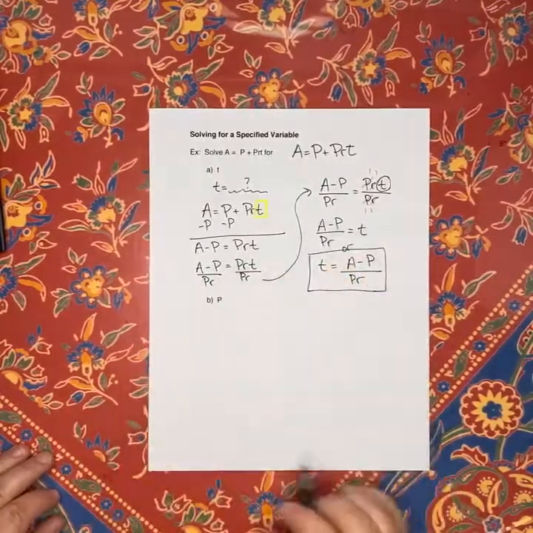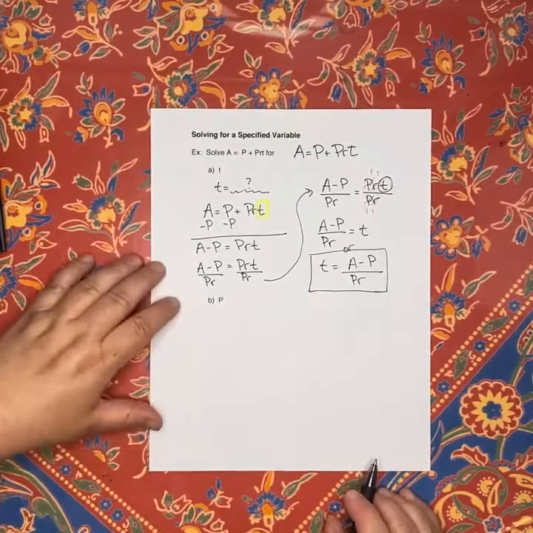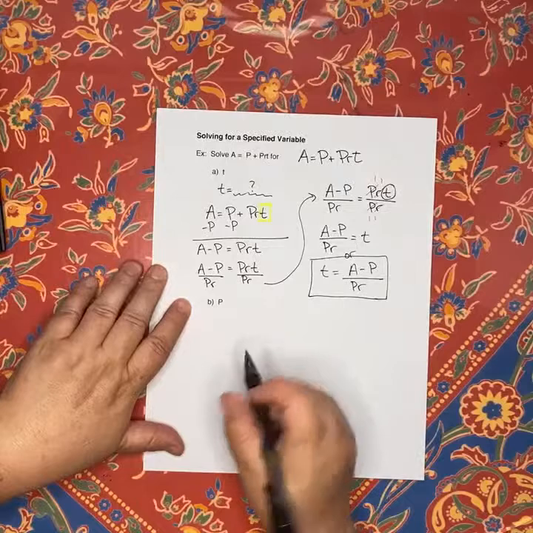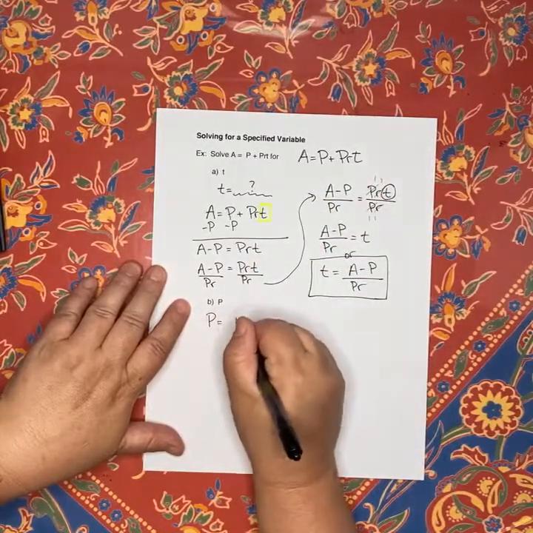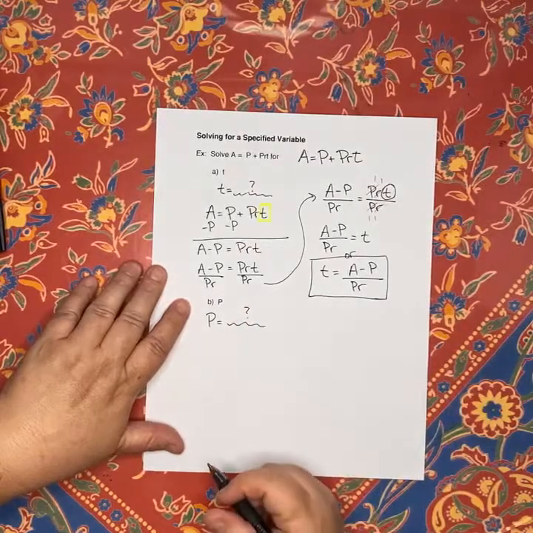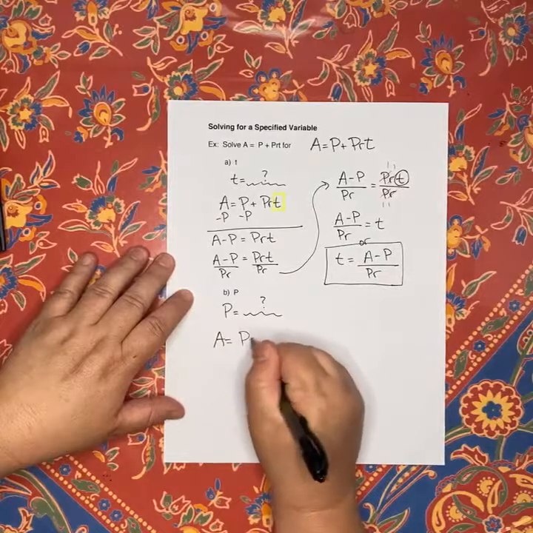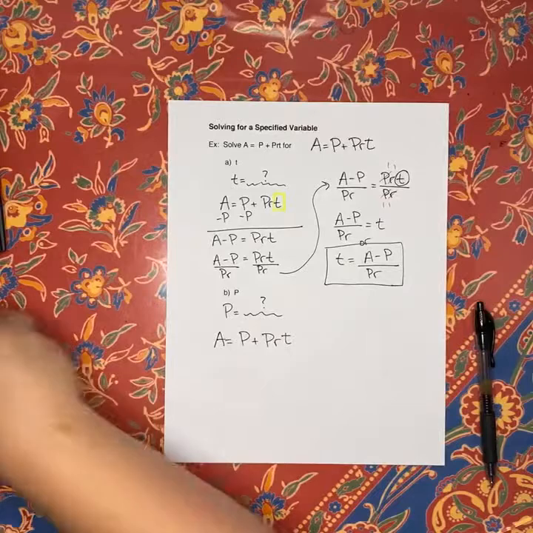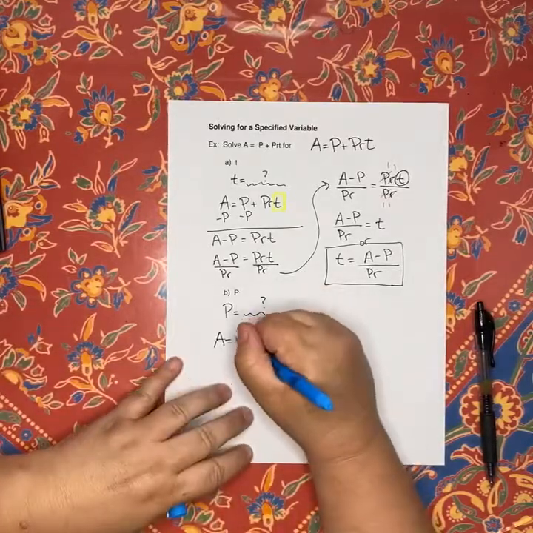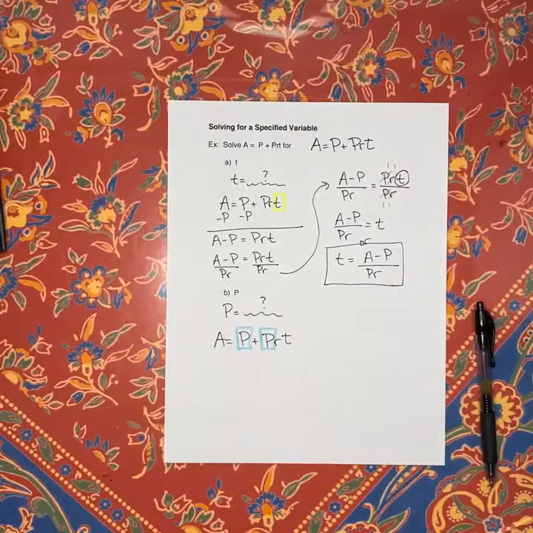Okay, next up, part B. Part B is the one that is hard. In other words, I want you to solve the same thing for P. P equals, and then some stuff. And why is this harder? Well, this is harder because there are two P's. There's a P here and there's a P there. And you have to bring them together and get everything else out of the way.